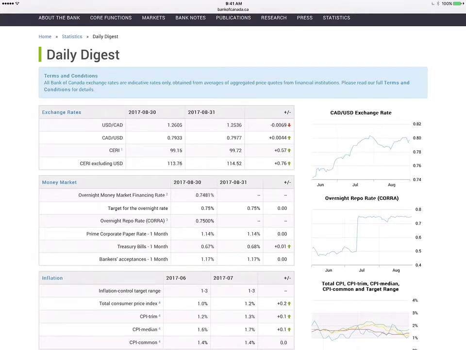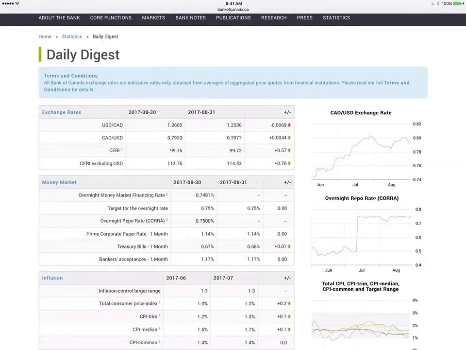Well, we can see here on this website, it shows the overnight target rate at 0.75%. This is the rate at which, say, Royal Bank could borrow money from CIBC. So banks can borrow from each other if they're short on cash. The bank rate, that's the rate at which banks can borrow from the Bank of Canada, is always 0.25% above the overnight target rate.